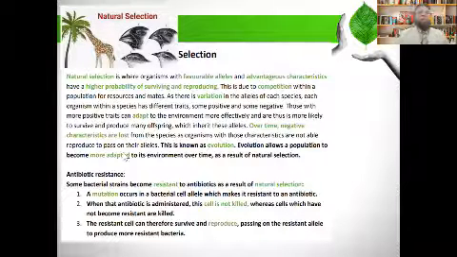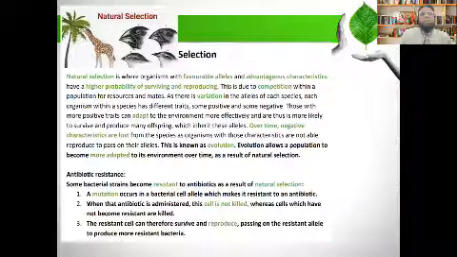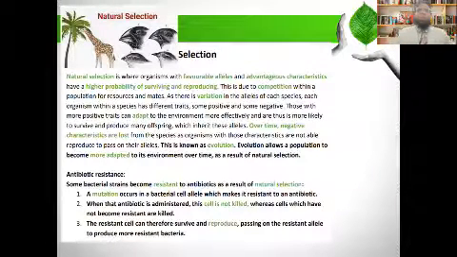Over time, negative characteristics are lost from the species, as organisms with those characteristics are not able to reproduce to pass on their alleles. This is known as evolution. See here, when small adaptations take place, the organisms are having changes, the physical as well as the anatomical internal changes. When so many changes take place in an organism, then a new species forms, and this process we call evolution.